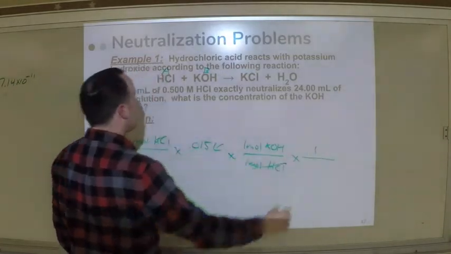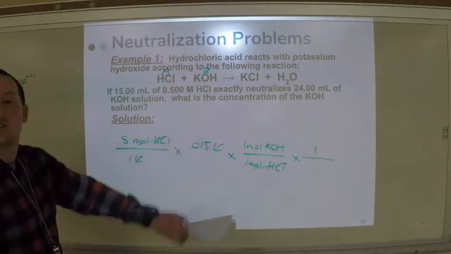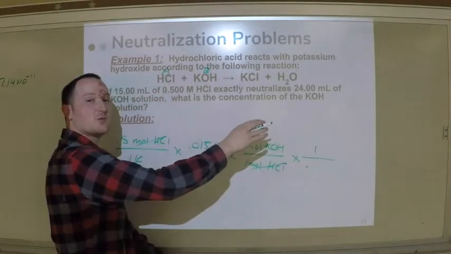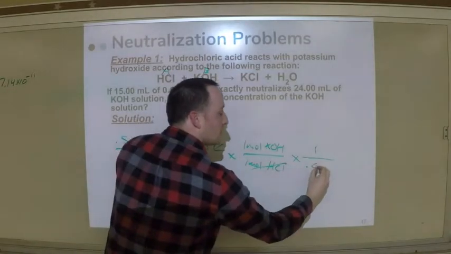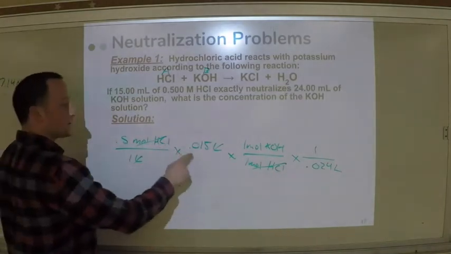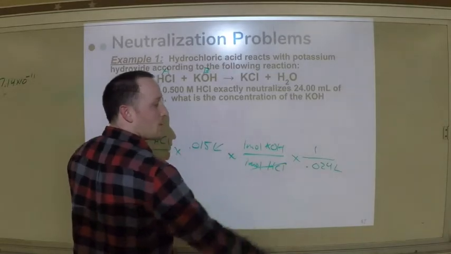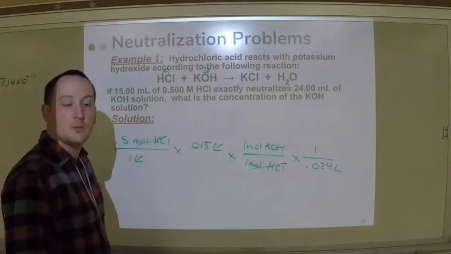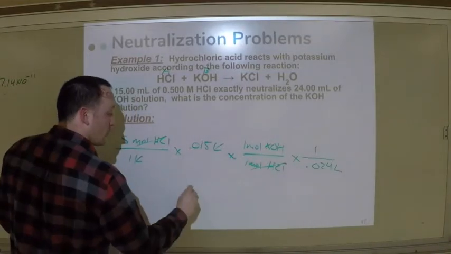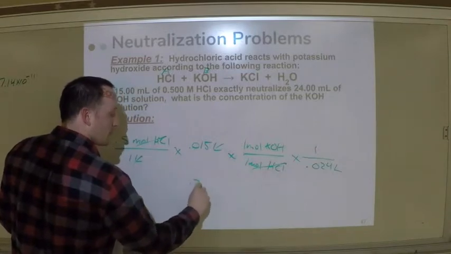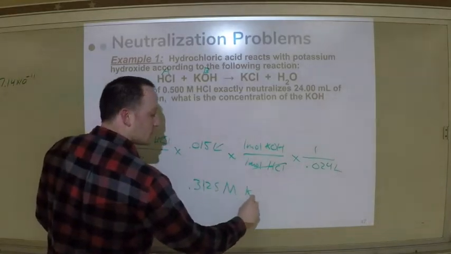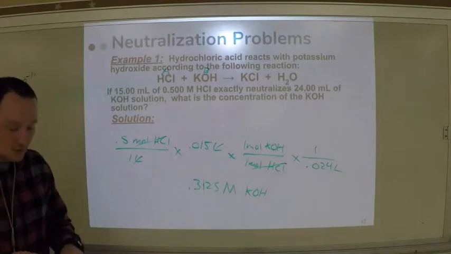How many liters did I have of B? It said I had 24 milliliters of my KOH solution. I just need to convert that to liters. Again, to change milliliters to liters, move the decimal point 3 spots to the left. That would be 0.024 liters. So basically, here's my math: 0.5 times 0.015 divided by 0.024, and that would be the molarity of my solution. What I get is 0.3125 molar, and again, this would be KOH. That would be the molarity of my potassium hydroxide solution.